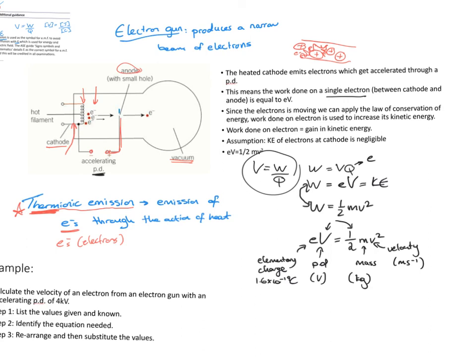But we are assuming that the electrons had nearly no kinetic energy at the cathode to begin with, before they escaped the metal. That's a very important assumption here.